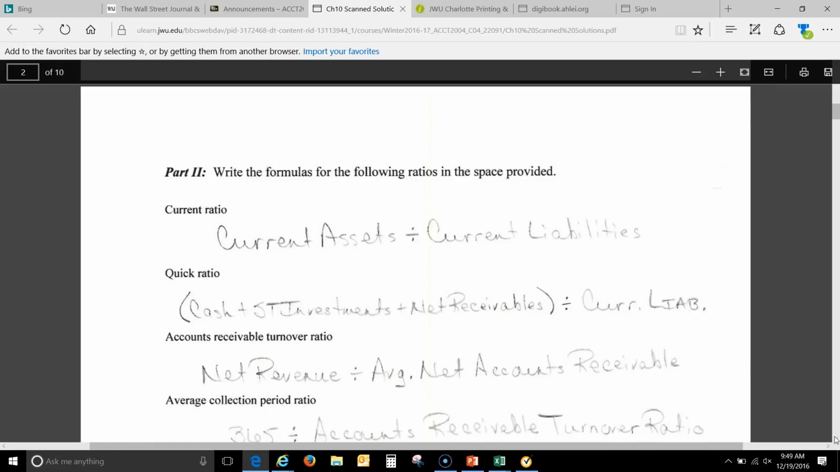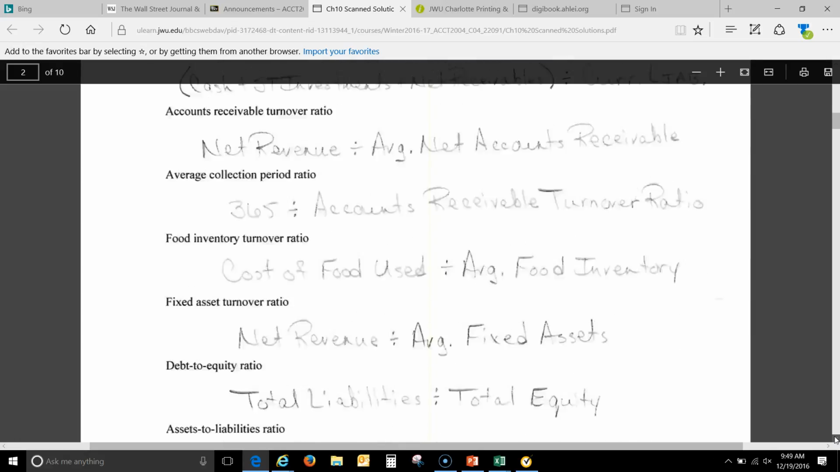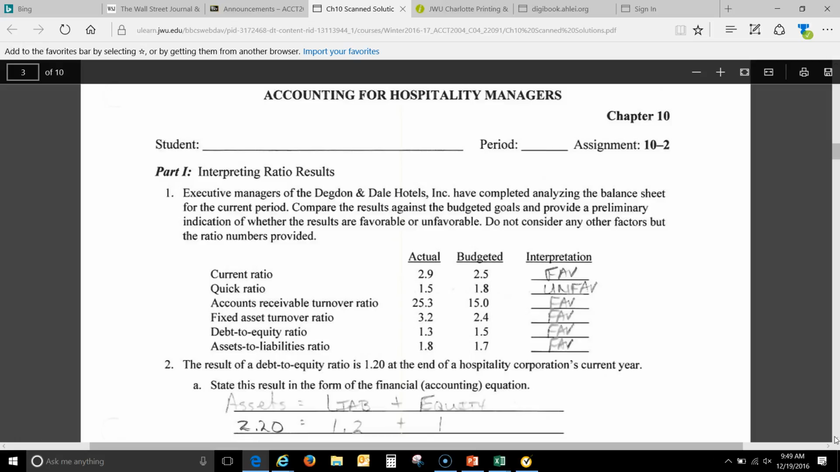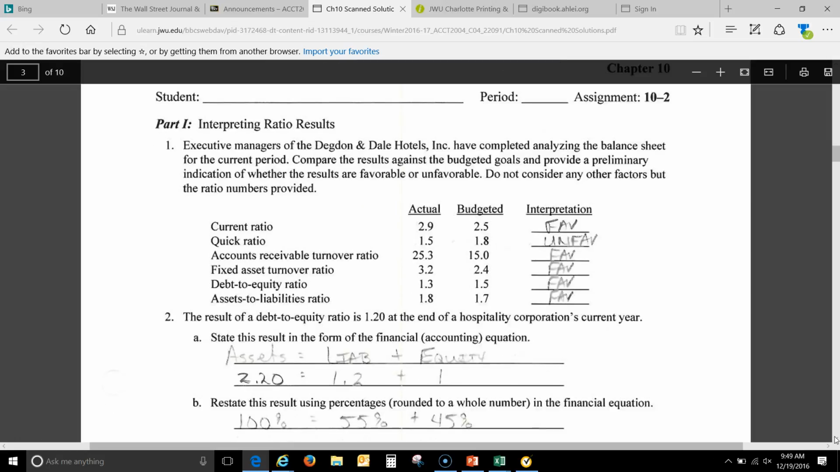Then the next part on that one just says write out the formulas. I'm going to assume that you can look that up and write those out. All right, so let's skip down to 10-2, interpreting ratio results. Number 1 says executive managers of the Degdon and Dale Hotels, Inc. have completed analyzing the balance sheet for the current period. Compare the results against the budgeted goals and provide a preliminary indication of whether the results are favorable or unfavorable. Do not consider any other factors but the ratio numbers provided.